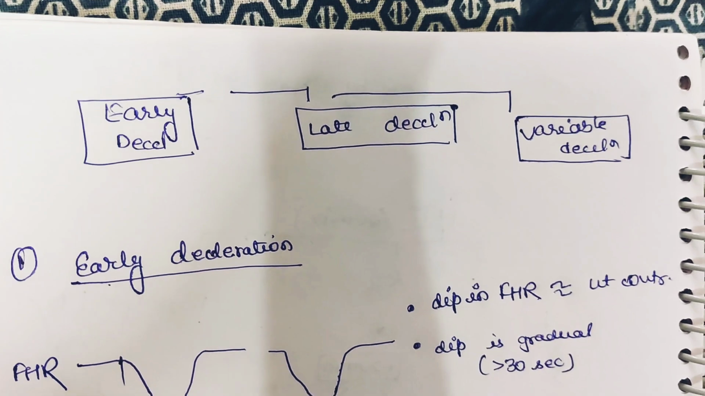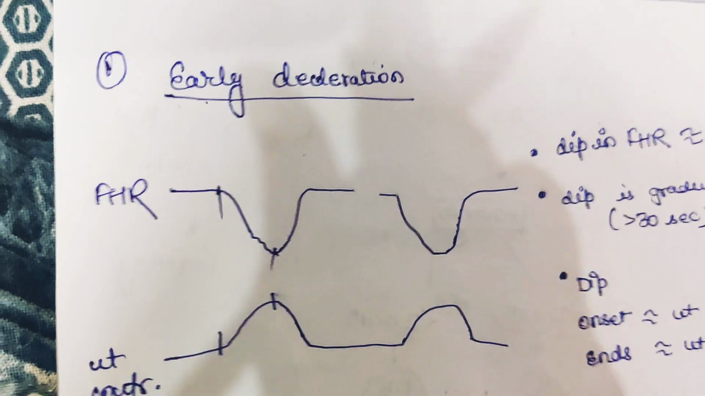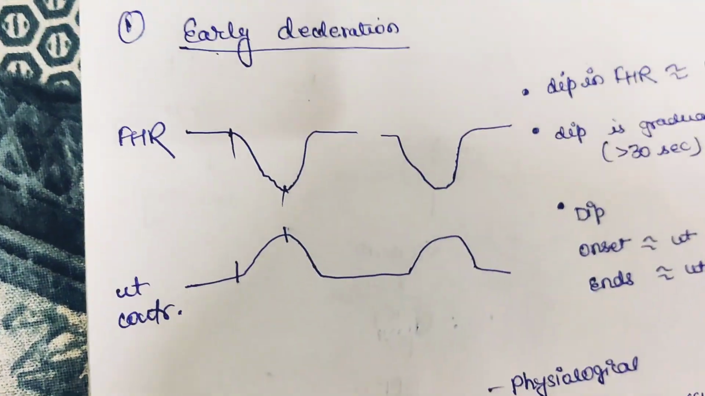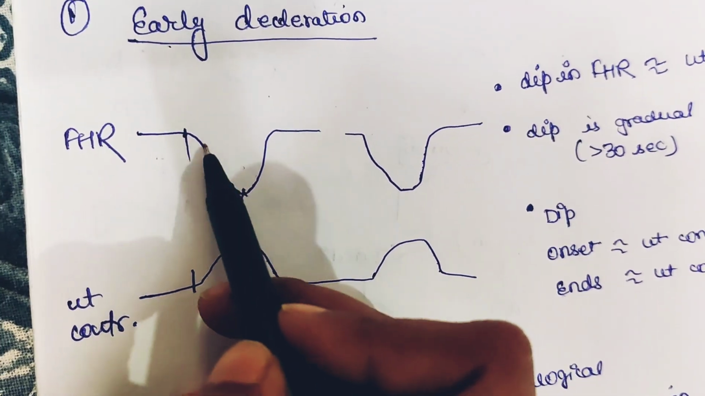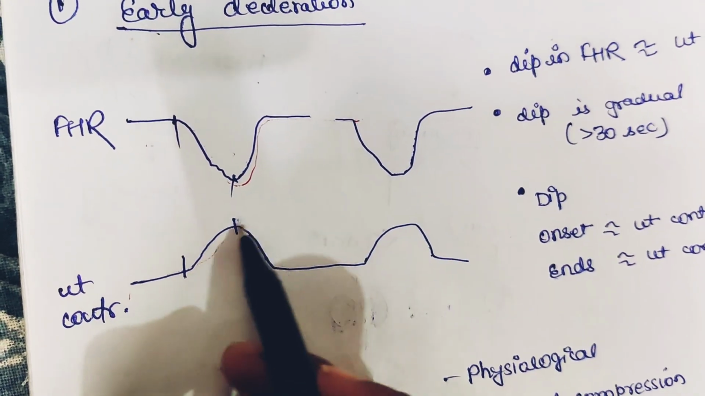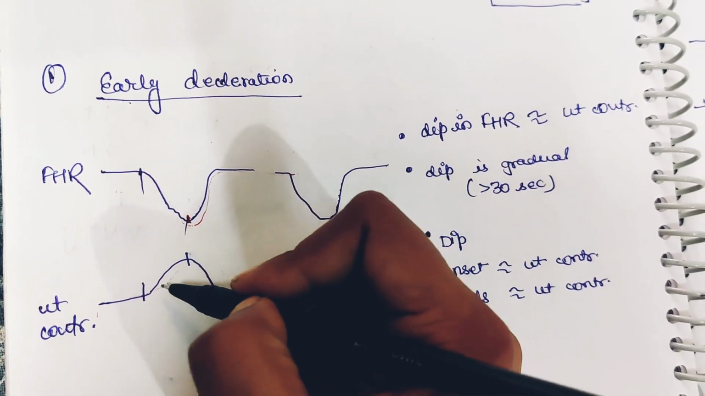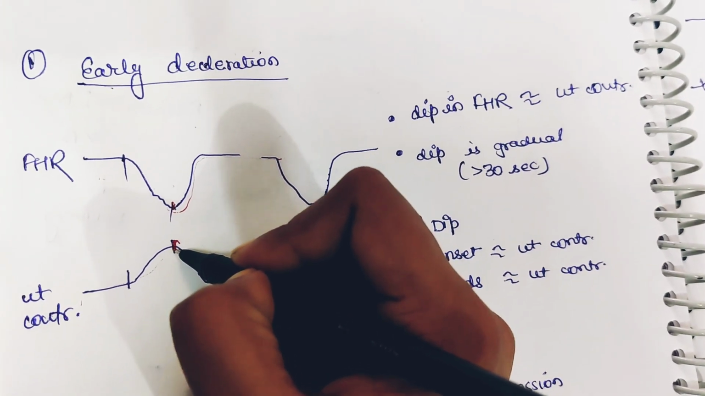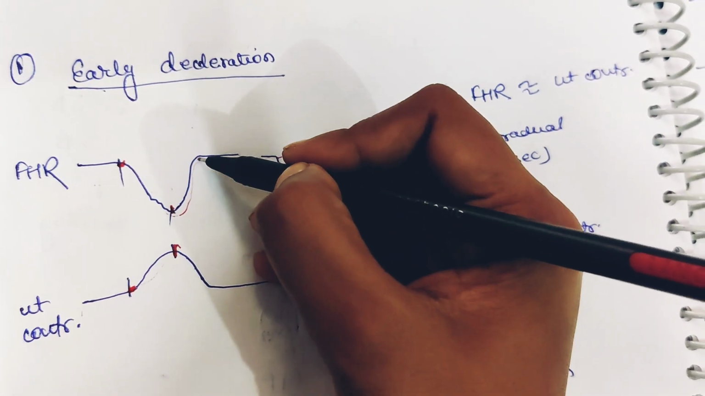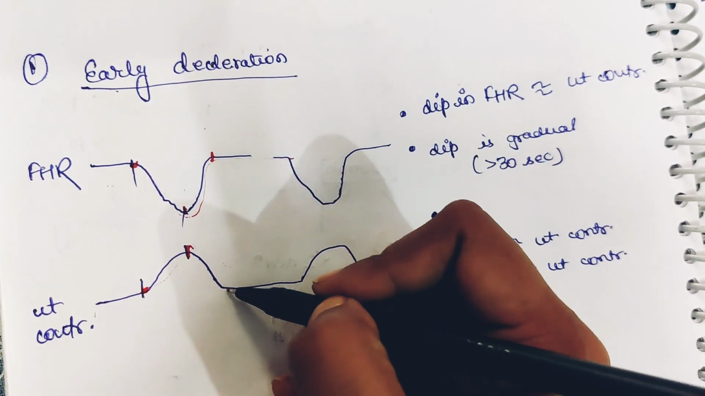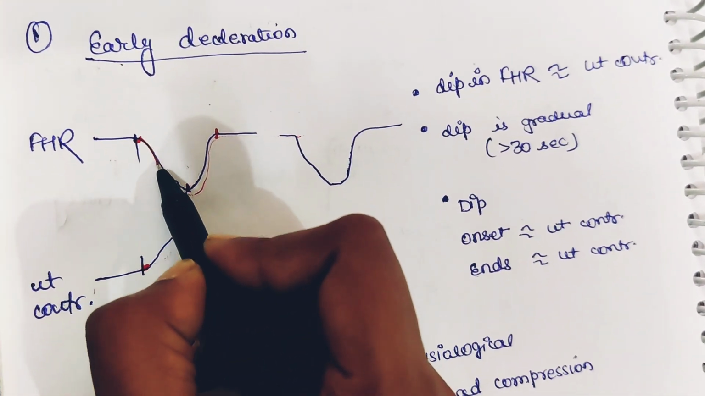Now we will see what early deceleration, what late deceleration, and what variable deceleration means. Early deceleration. So this is the graph showing early deceleration. In this graph, we can see the first one is FHR. There is a dip in FHR, and there is uterine contraction. So we will see the dip in FHR is corresponding with uterine contraction. The onset of dip in FHR is corresponding with onset of uterine contraction. The end of dip in FHR corresponds with end of uterine contraction.